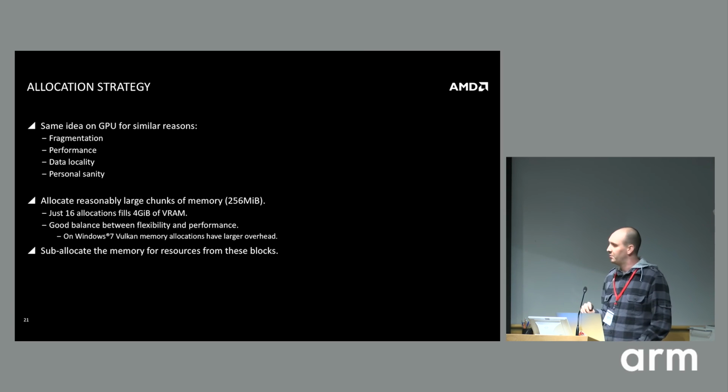Our recommendation is roughly 256 megs, so it's not a million miles away from what the Ferrell guys are doing. They were doing 128. The rationale being, if Windows 7 is a target for you, the allocation overhead is a little bit higher there. So this size for us seemed to be a decent trade-off between flexibility of the size of the chunk versus the overhead of allocating the chunk. So yeah, 256, 128 is probably fine also. Means 16 allocations, you'll fill up 4 gigs of RAM. That's not too bad. And as I said, you just allocate the chunks and sub-allocate within these blocks.